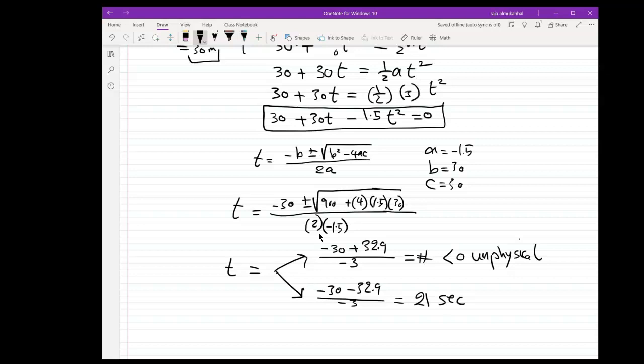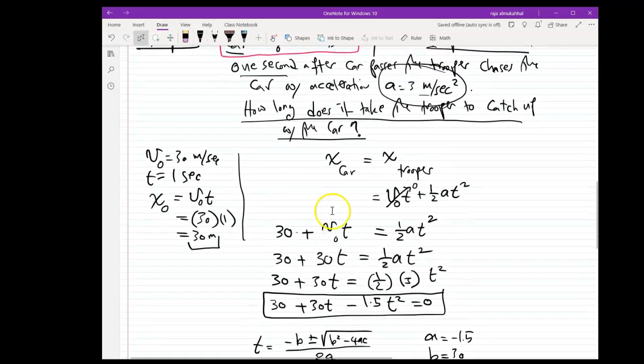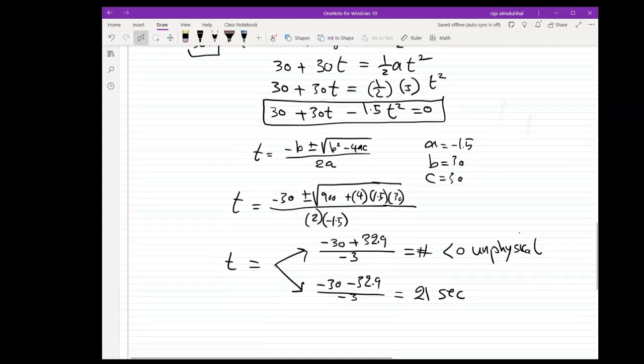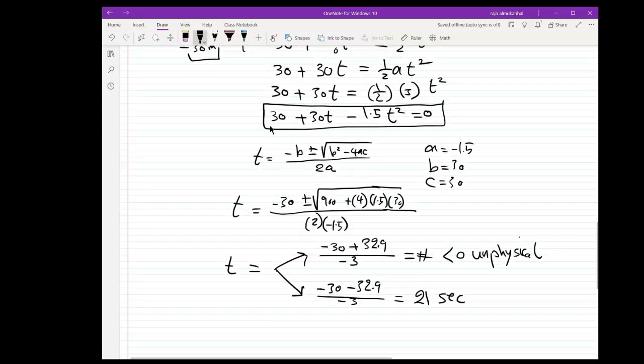Okay, so basically, let's go back to the question. He says, how long does it take the trooper to catch up with the car? Well, 21 seconds, right there. So t is equal to 21 seconds. You got it? I hope you did. Okay, good.